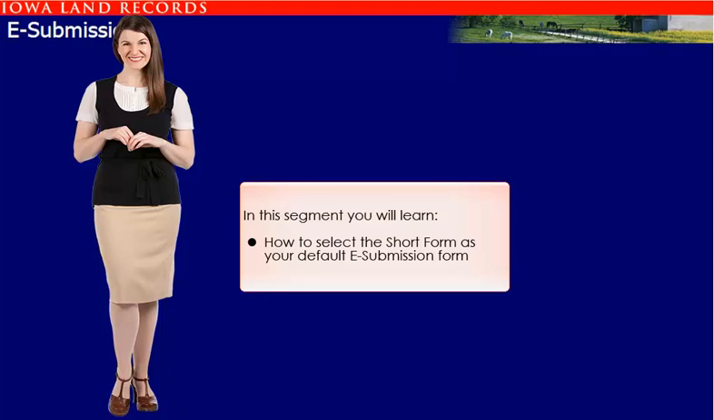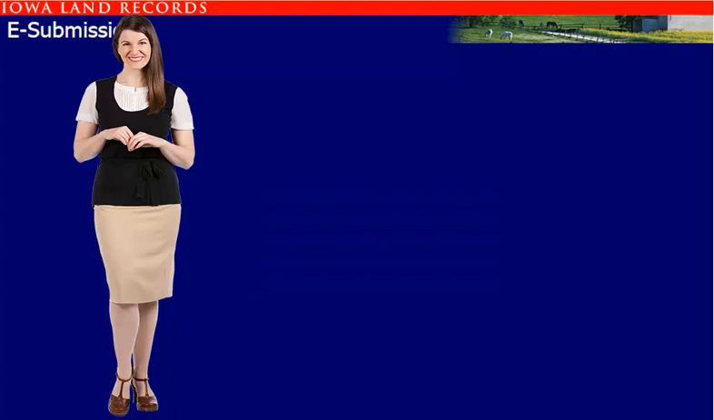In this segment you will learn how to select the short form as your default e-submission form. Begin by navigating to the Iowa Land Records e-submission website. Log into your e-submission account with your unique ID and password.